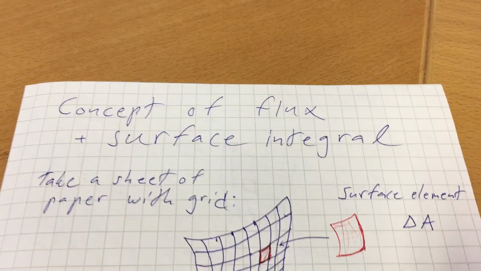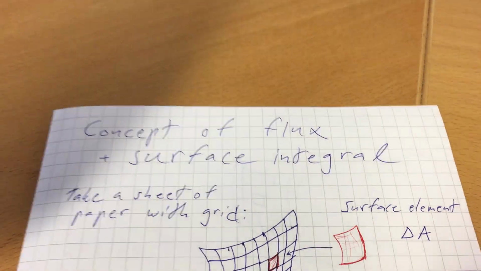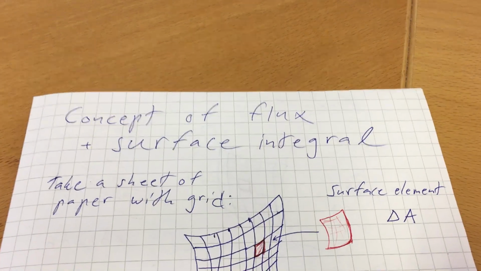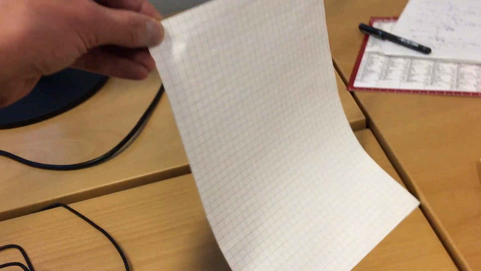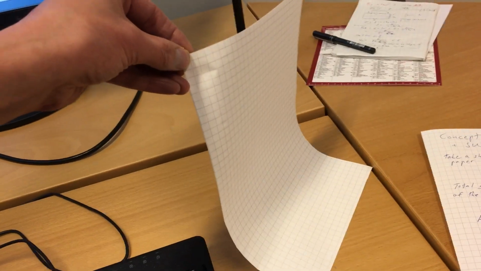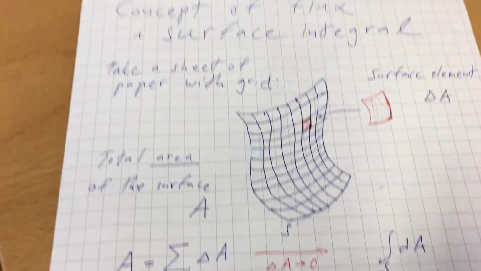Evaluating surface integrals over arbitrary surfaces with an arbitrary shape is in principle pretty easy. So just take a sheet of paper with a grid. So here you have a surface with an arbitrary shape. It can be divided into very small surface elements, and actually we will see that surface integration is just summing over these small surface elements. So let's have a look at this problem.